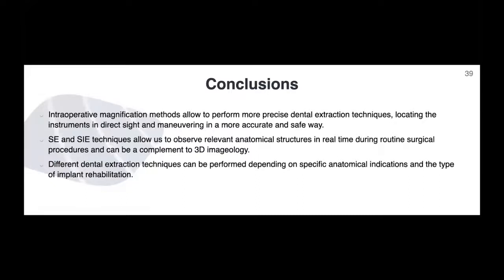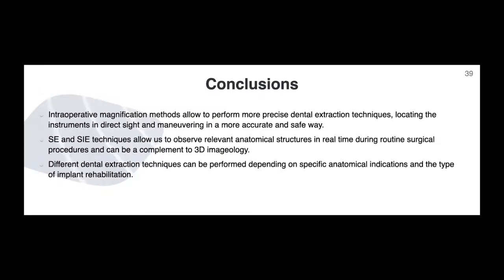In conclusion, intraoperative magnification methods allow us to perform more precise dental extraction techniques, locating the instrument in direct sight and maneuvering in a more accurate and safe way. Super endoscopy and super immersion endoscopy techniques allow us to observe relevant anatomical structures in real time during routine surgical procedures, and can be a complement to dry imagology.